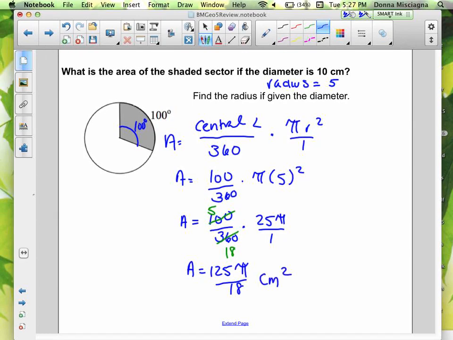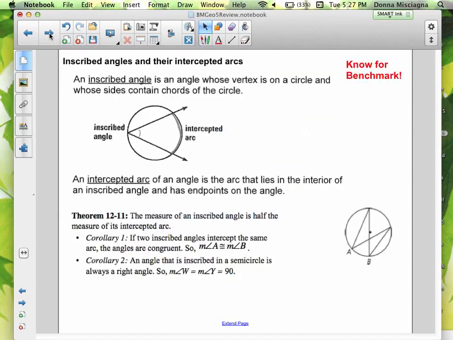And that's all there is to finding the arc lengths. The last thing in this portion of the podcast, so we found arc length, sector area. We've done our coordinate proofs. I'm going to leave this for you to review. You see the know-for-benchmarks. These are some facts about circles that you must know by heart. Okay? And that includes the inscribed angles.